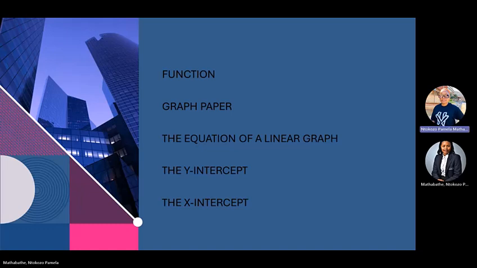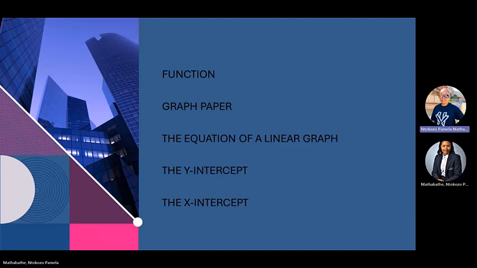One would say that a function refers to the relationship between two variables. In our case, the x-coordinate, which is the input on a table, and the y-coordinate, which is the output. What is a graph paper? After writing the coordinates on the table, we will use a graph paper to plot that graph. So a graph paper is a paper we use to draw a graph.